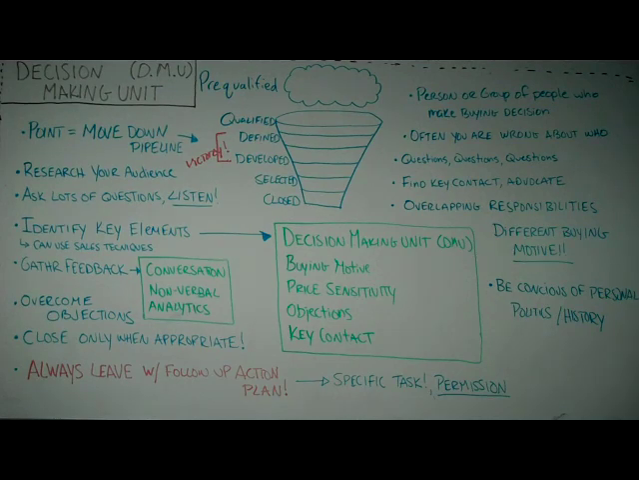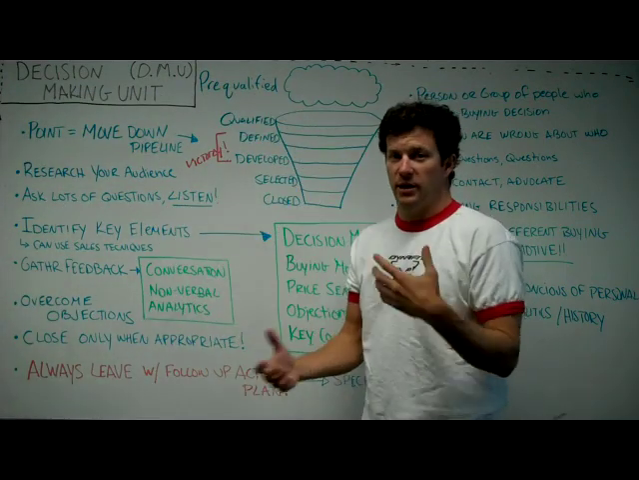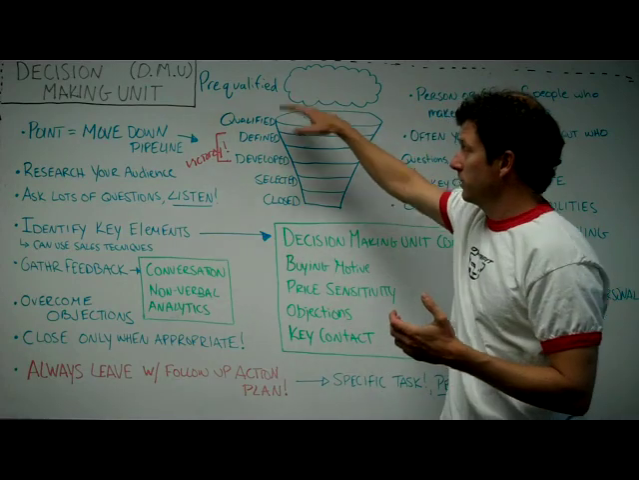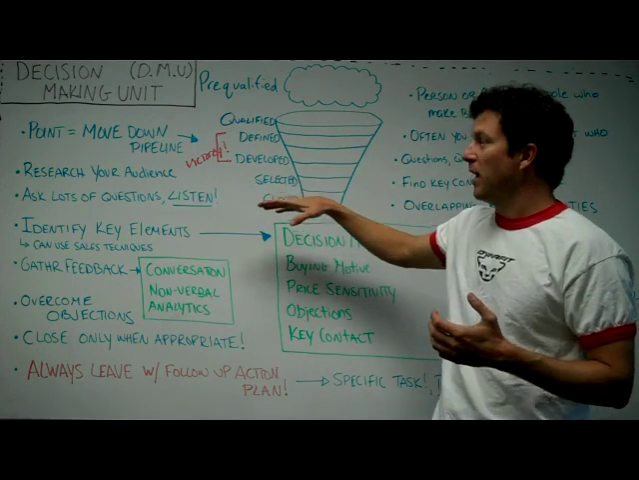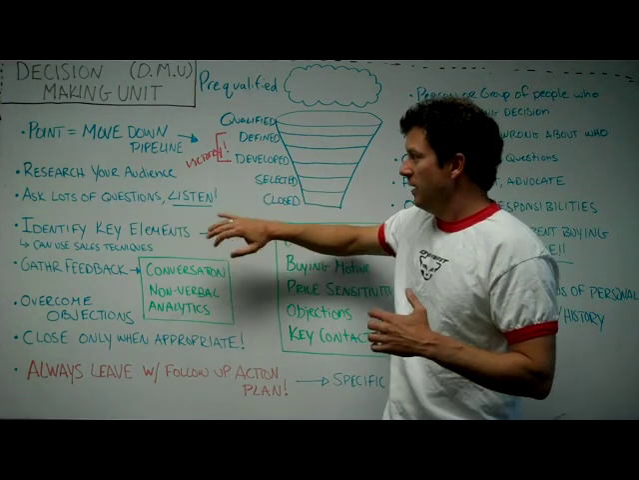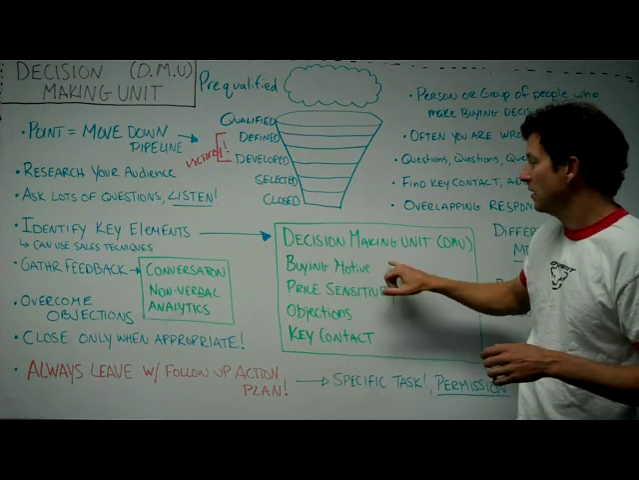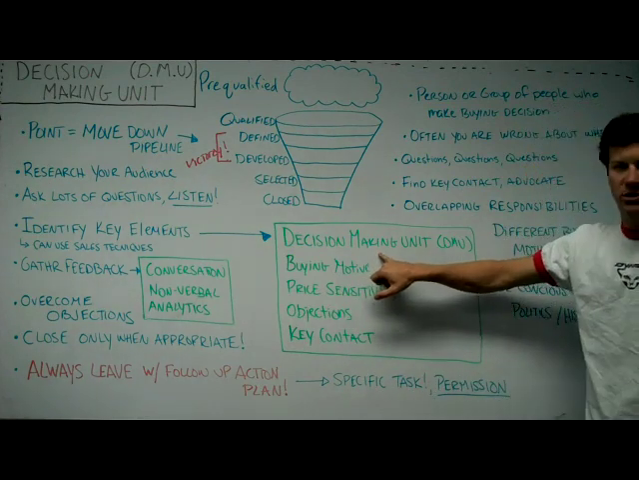Okay, the DMU, or the decision-making unit, which we've referred to in past videos, is a concept that everyone needs to understand in order to close a sale. Remember, we're talking about incrementally moving through the pipeline during the sales conversation. You're going to be researching your audience and asking lots of questions, and you want to identify a bunch of key elements. One of those key elements is the decision-making unit.